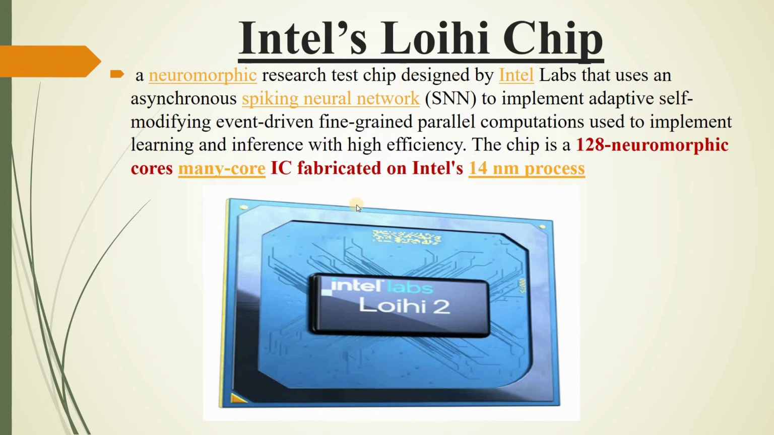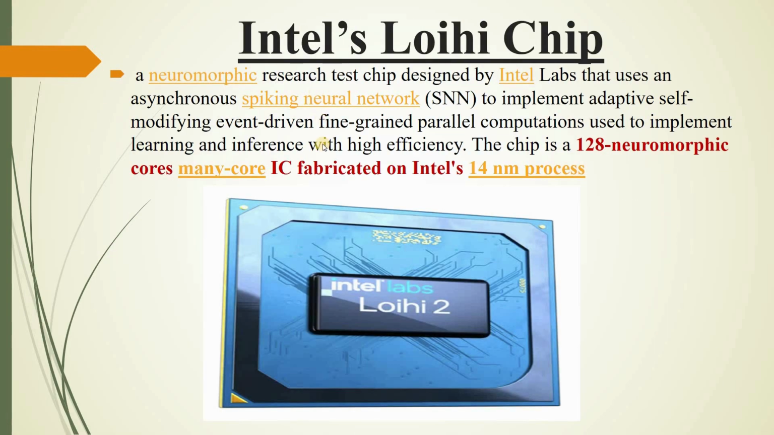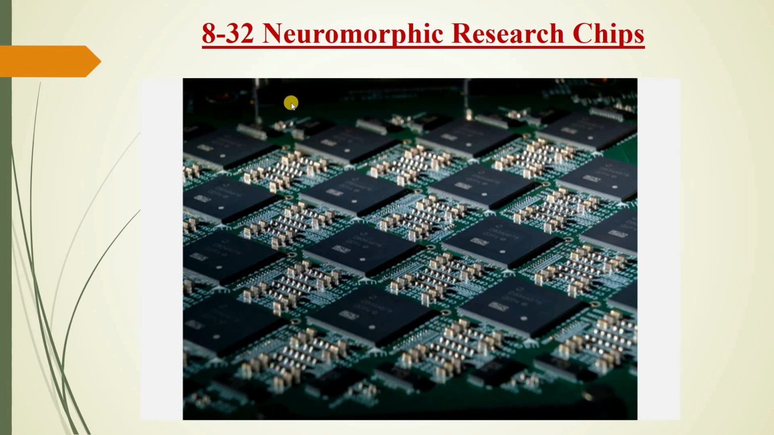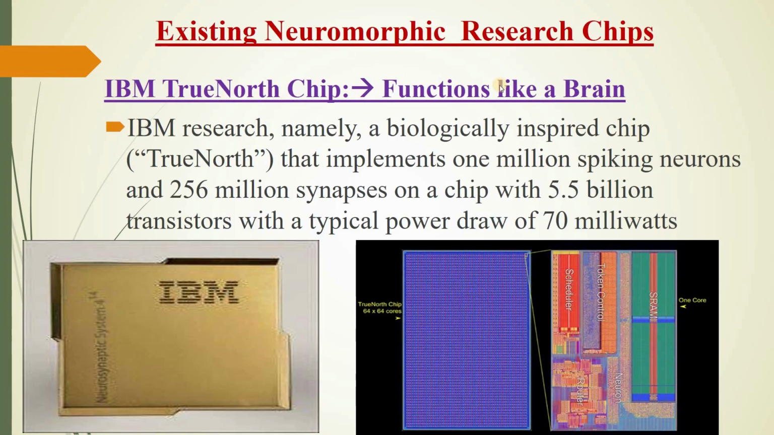So Intel's Loihi chip is a neuromorphic research chip proposed by Intel. It consists of 128 neuromorphic cores, a many-core IC fabricated on Intel's 14 nanometer process. There is also an Intel board which consists of around 8 to 32 neuromorphic research chips. So these are the existing neuromorphic research chips.